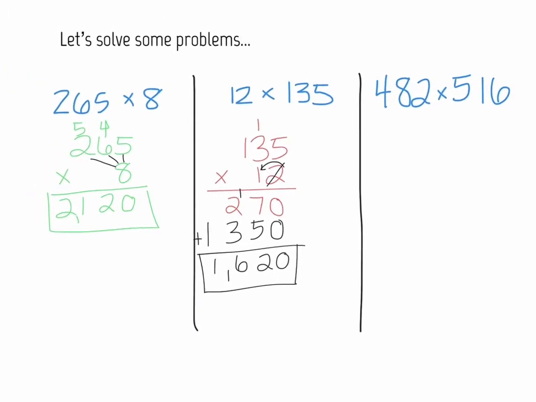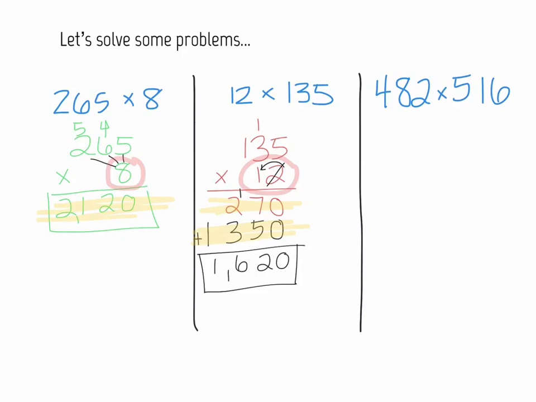Now, I want to compare the two problems we've done so far and talk about how they differ from each other. So what you'll notice is that in this first problem, we had one line of work and we got our answer. In the second problem, we actually had 2 lines of work to get our answer. And we get that based on how many numbers we're multiplying by. So we had a 1 digit in the first problem and a 2 digit in the second problem.